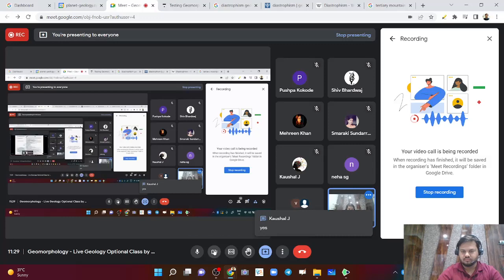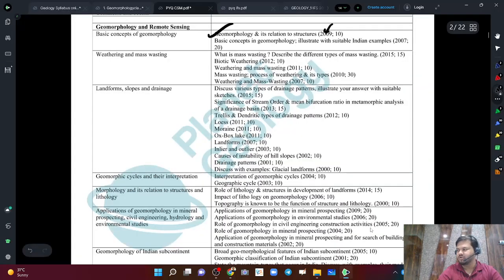Today one of the laptops is not working, so I am not able to read your comments, so I have to minimize this again. So this is the basic concept in geomorphology. This is the most important question. Sometimes they will ask a broad question on basic concepts, but this was 2007. Nowadays they will not ask this broader question. They will dig into it.